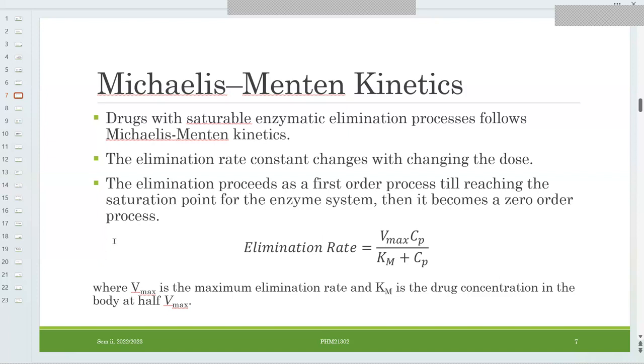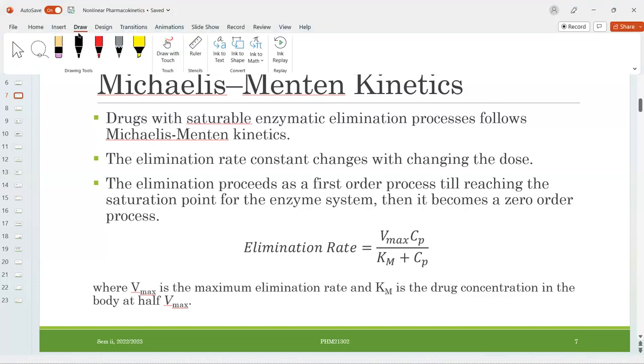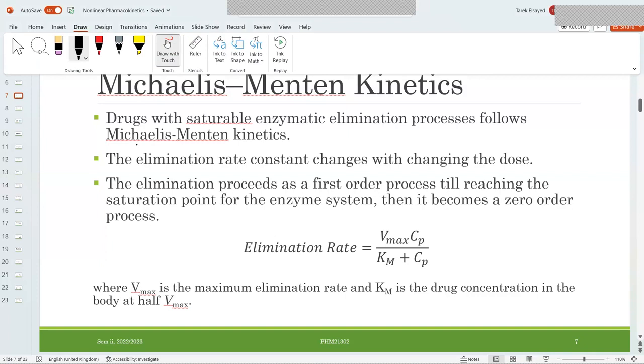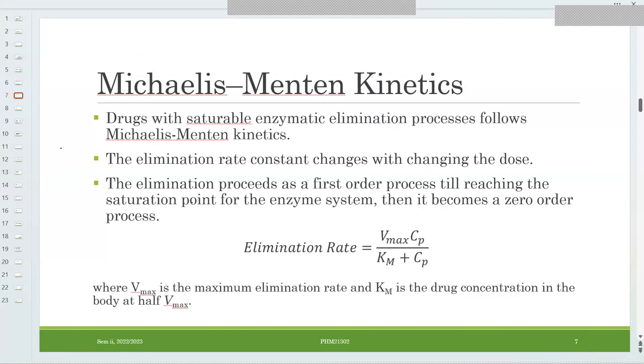So in this lecture, we just focus on calculations related to Michaelis-Menten kinetics, and we explain it. In Michaelis-Menten kinetics, these are drugs with a saturable enzymatic elimination process. The elimination rate constant is not constant here. It changes with changing the dose. So we cannot use it anymore in the calculations because it doesn't have a fixed value. So we replace the elimination rate constant by another variable.